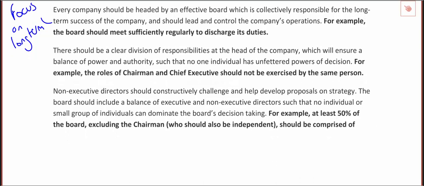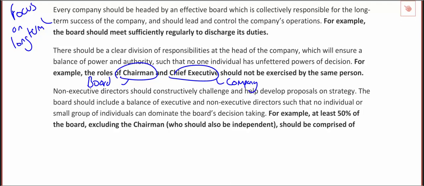Okay, next, there should be a clear division of responsibilities so that nobody has an unfair balance of power or authority. So the key rule there is we say the chairman and the chief executive should be different people. So the person in charge of the company or the business, the chief executive, and the person in charge of the board, the chairman, shouldn't be the same person. This just gives us a balance of power. You don't want one person having too much power because they can push through decisions that might not be in the best interest of shareholders.